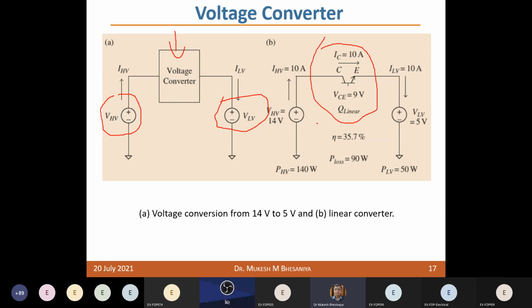Now you can clearly see here, say the input voltage is 14 volt, and the current supplied by the source is 10 ampere. Here also it's 10 ampere, since this is connected in series. The voltage on the output side is 5 volt, and obviously there will be a voltage drop across this transistor, because you have to satisfy Kirchhoff's law, and this has to be 9 volt. Now, if you compute the power, the input power is 140 watt.